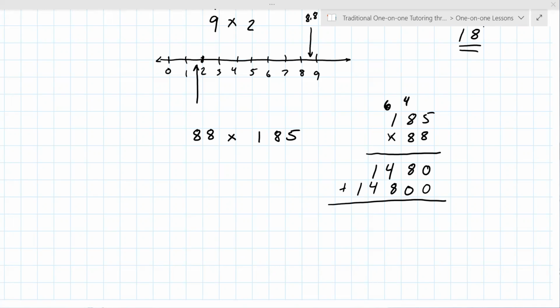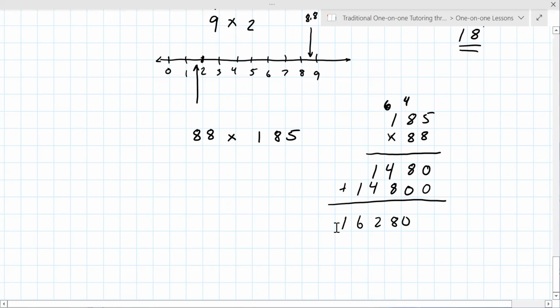Okay, I got it. What's your answer here? 16280. Yes, I got my digits off here, but yes, that's correct. Now where is the decimal? It's always to the right of the last digit. It's always to the right of the 0.